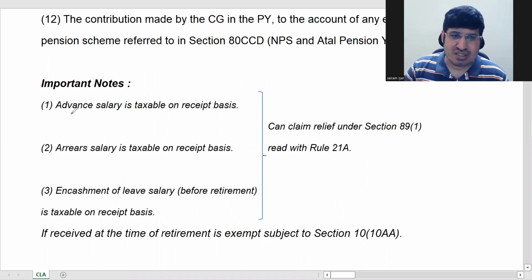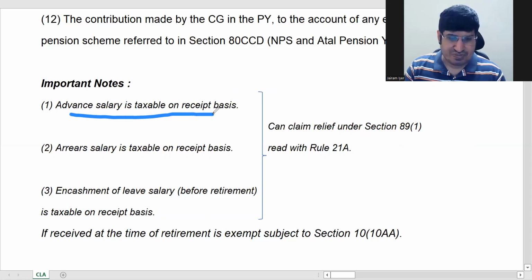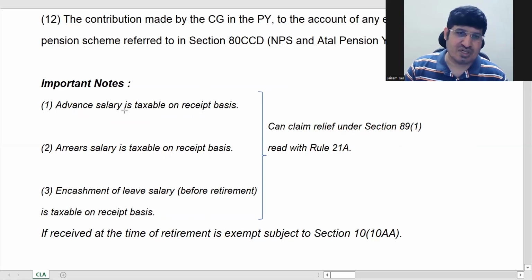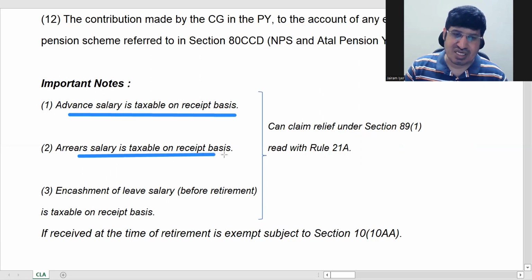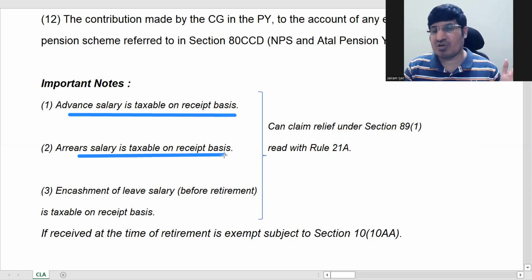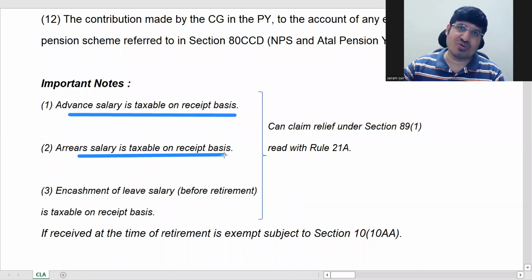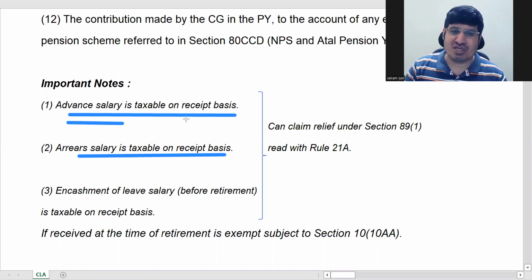So this is advance salary on receipt basis, arrear salary on receipt basis, correct? Arrear salary, because earlier you did not know how much you are going to get. After you won the case, you came to know. So it is taxable on receipt basis. Advance salary, in any case, has not become due, so the first incidence itself will be on receipt.